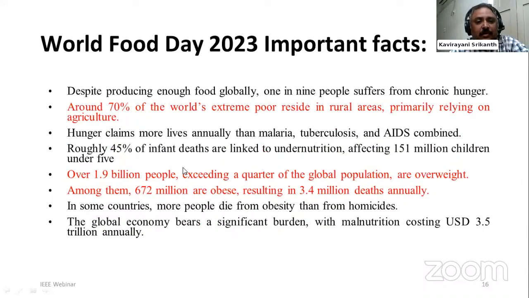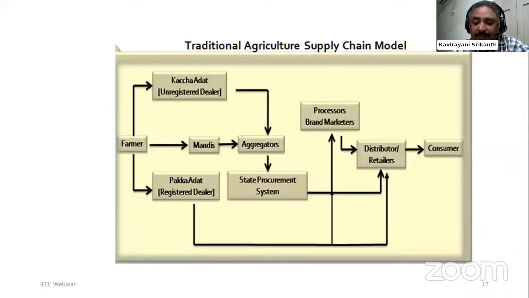Now, around 70% of the world population is poor, and over 1.9 billion people, exceeding a quarter of the global population, are overweight. These are some problems that are emerging because of maybe the usage pattern or the food habits and the living style of our people across the globe.